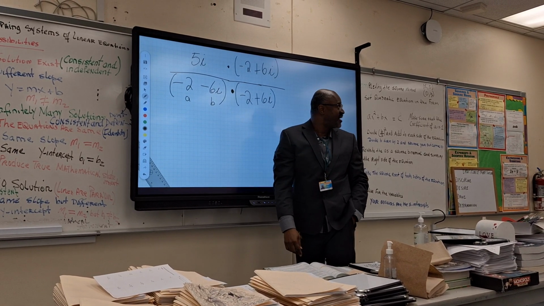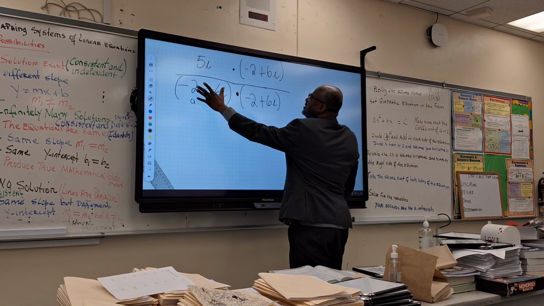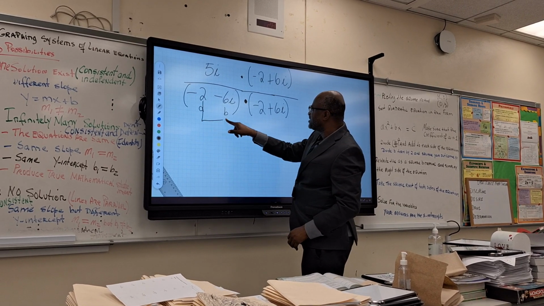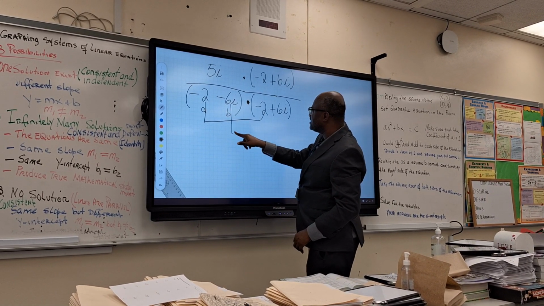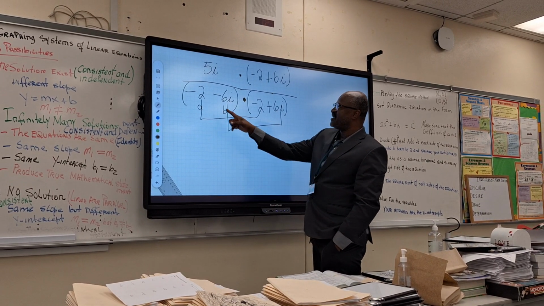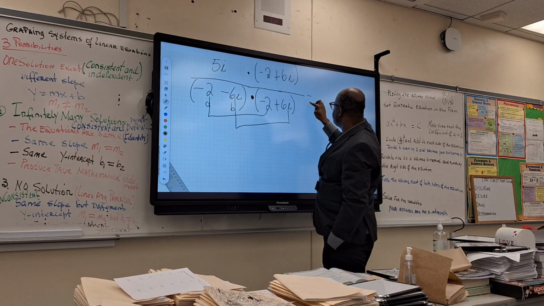Now, this is your setup. Now, this bit, now we have a difference and a sum. You only do first and last. This multiplied by that, and this multiplied by that. So as your denominator, what is negative 2 times negative 2? Positive 4. That will become positive 4.